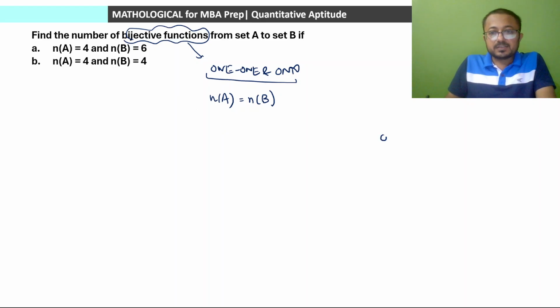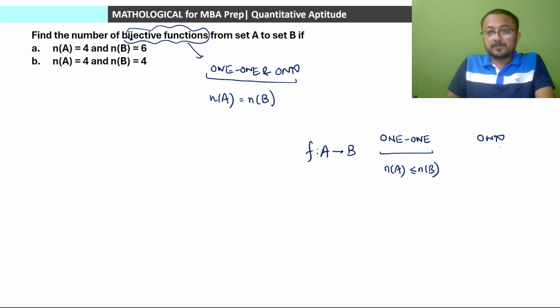सो ठीक है, तो one-one के लिए कंडीशन क्या है? For a one-one function to exist, the number of elements in set A must be less than or equal to the number of elements in set B, if obviously the function is defined from set A to set B. For an onto function to exist, if we need an onto function, then the condition should be that the number of elements in set A must be greater than or equal to the number of elements in set B.